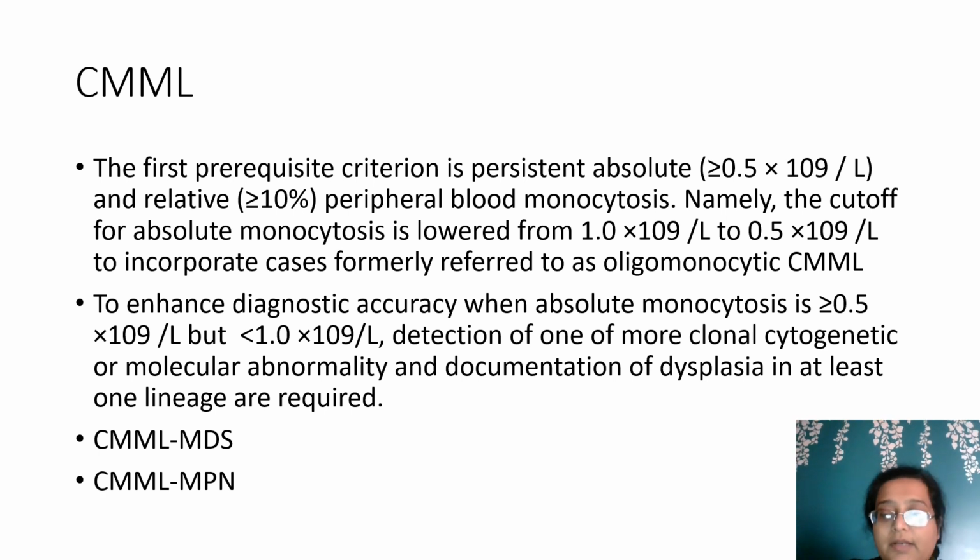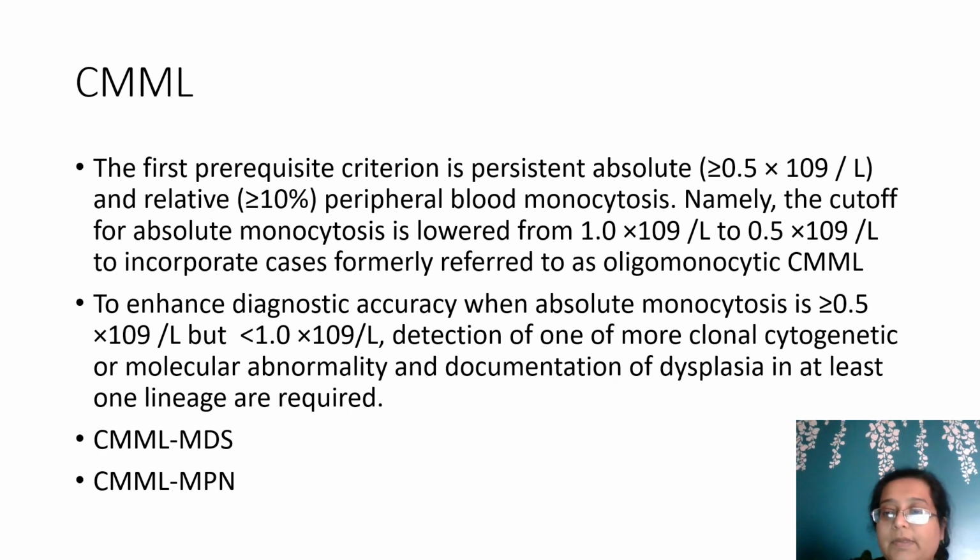So for CMML, the first prerequisite criterion is persistent absolute monocytosis greater than or equal to 0.5. Initially it was 1 into 10 to the power 9. Now it is greater than or equal to 0.5. All right. And monocytosis more than 10% in the peripheral blood. So this cutoff was 1, which has been reduced to 0.5 to incorporate cases formerly referred to as oligomonocytic CMMLs. Means those cases where clonality is confirmed, evidence of CMML is there, but monocytosis is not 10%, not 1 into 10 to the power 9.